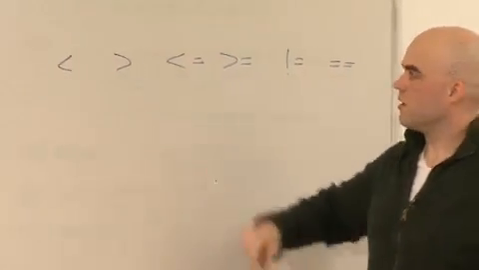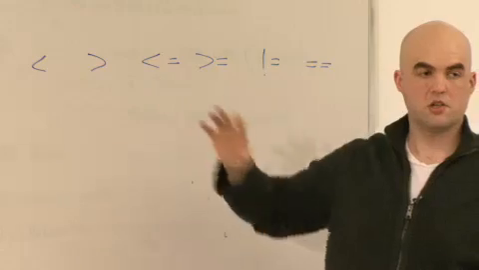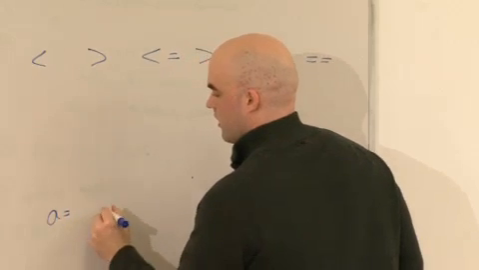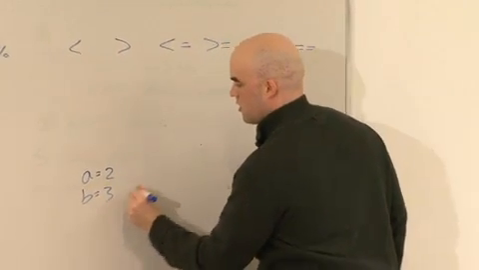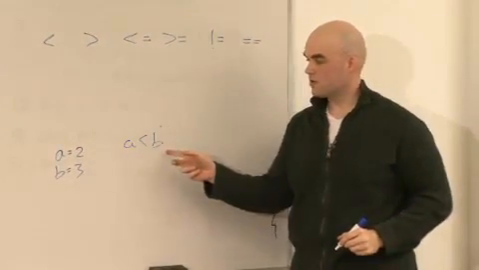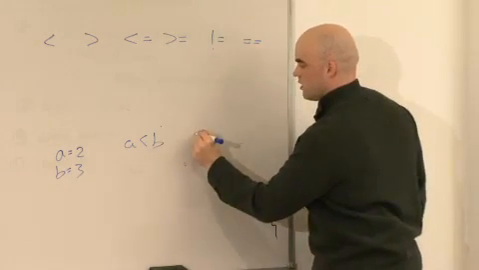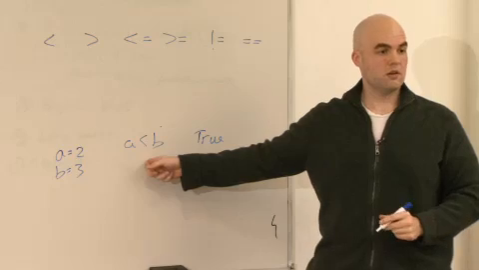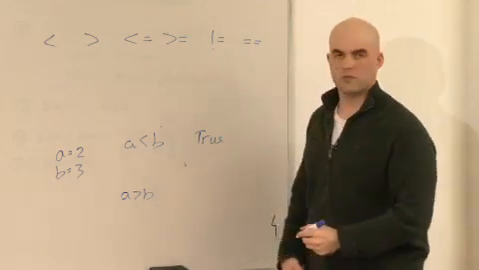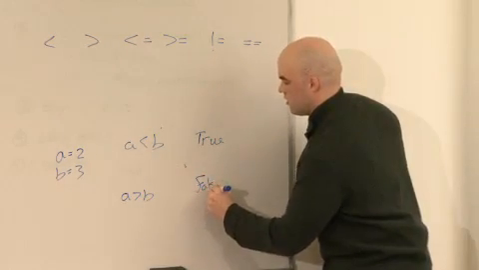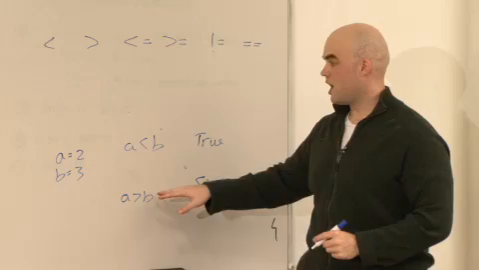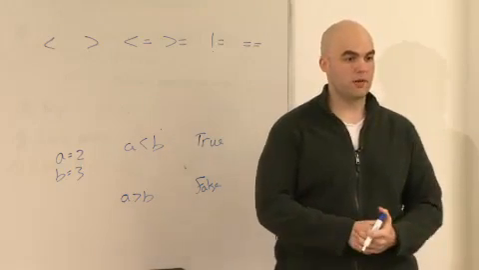What these mean is that they take two operands and compare them. So if I say A less than B, and A is 2 and B is 3, then this is going to return true. The value of this expression becomes true. And if I say A greater than B, obviously it's going to be false, right? All of these operators work in basically the same way. They take two operands and they give you a Boolean value back, all right?